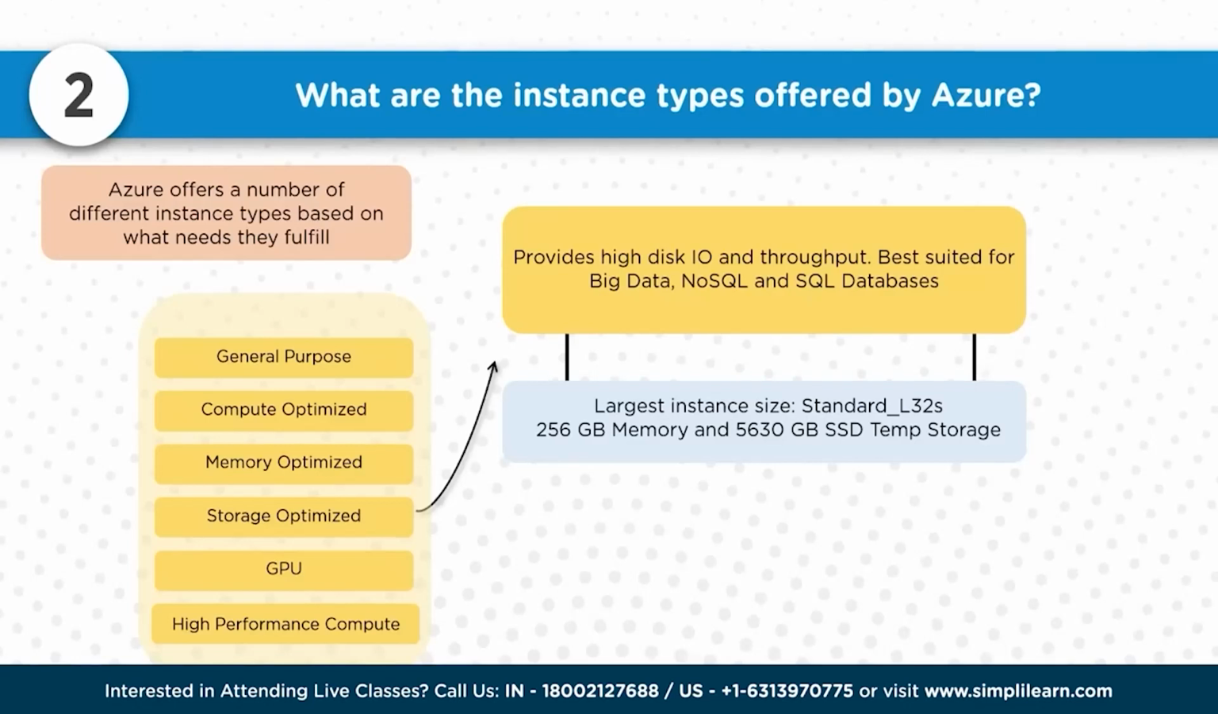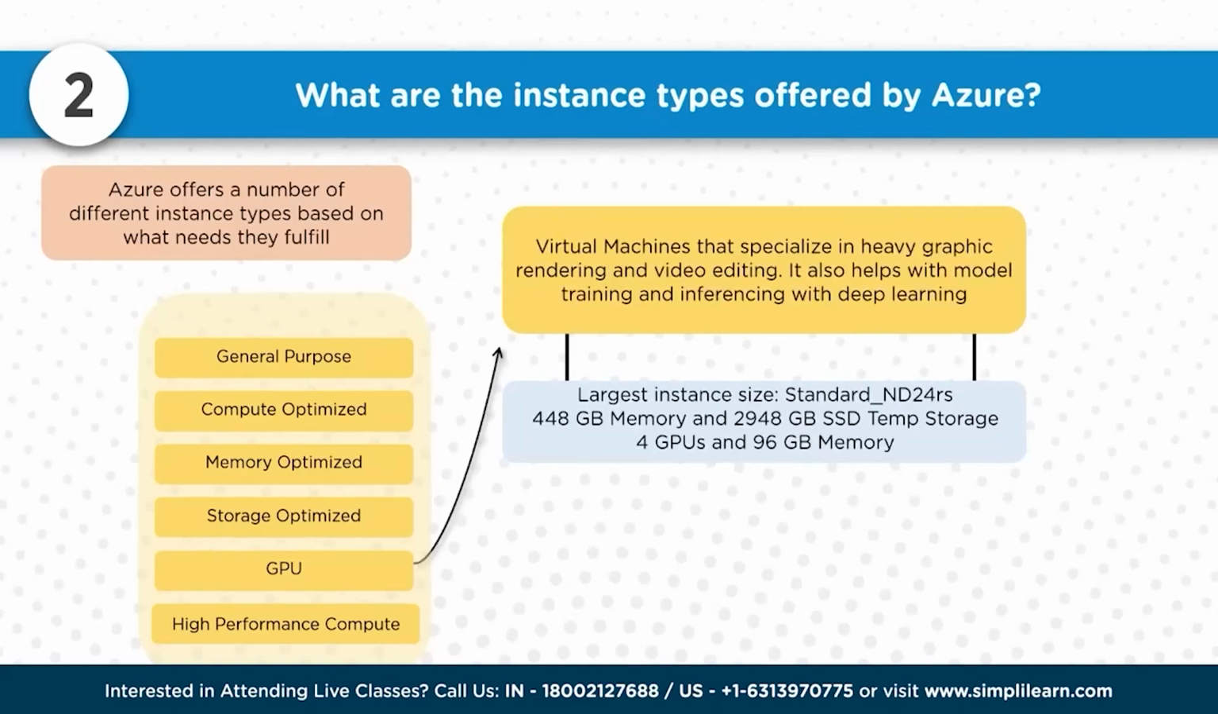And the largest instance size available in storage optimized is Standard L32s, and the memory is 256 gigabytes. And look at the temporary storage: it's 5630 gigabytes of temporary storage. GPU type VMs, easy to guess.